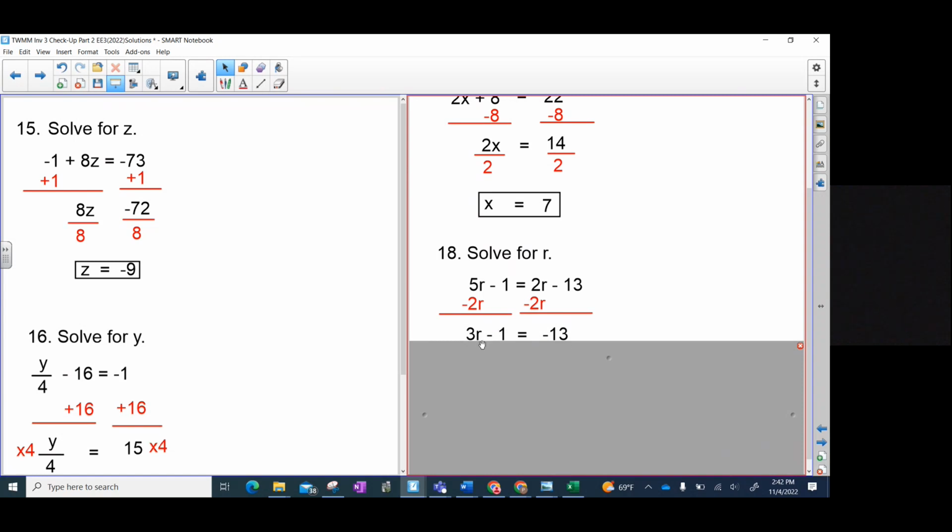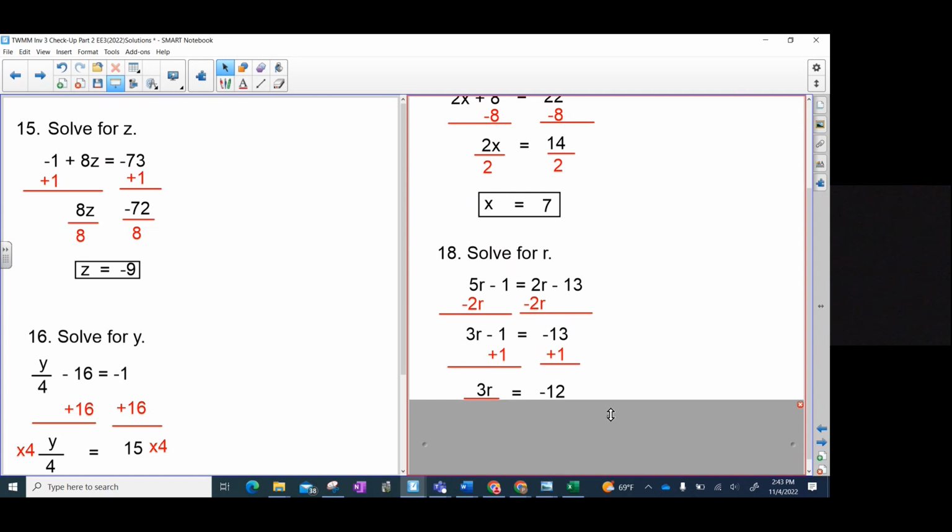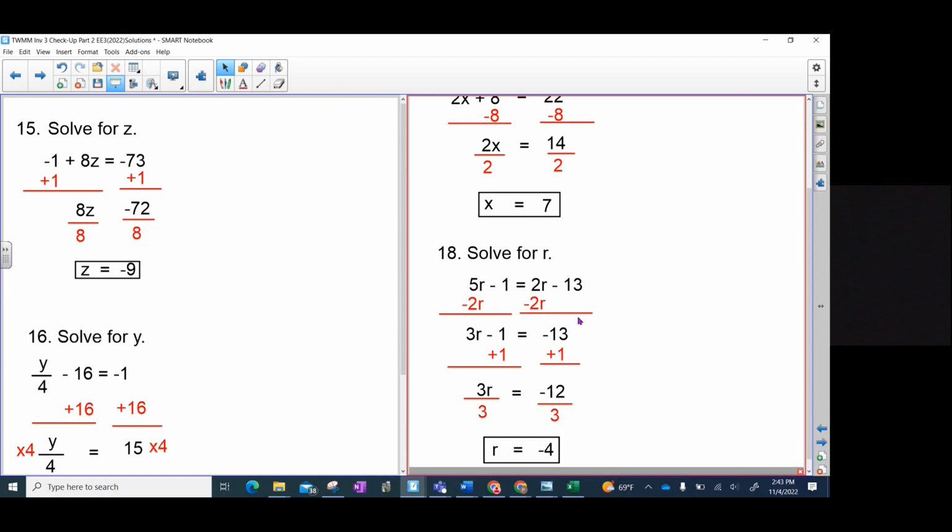Again, now we have a 2-step equation. We have multiplication and we have subtraction. To get rid of the subtraction of 1, I'm going to add 1 to both sides. And on the left, I have just 3r now. And on the right, negative 13 plus 1 is negative 12. Multiplying by 3, to undo that, we're going to divide by 3. And negative 12 divided by 3 leaves me with negative 4. Clearly 3 steps in red shown.